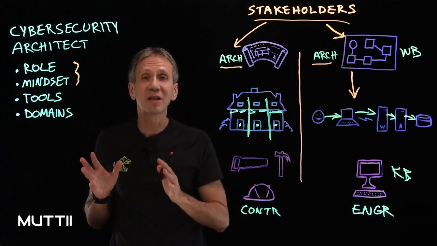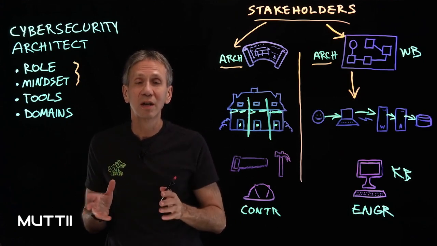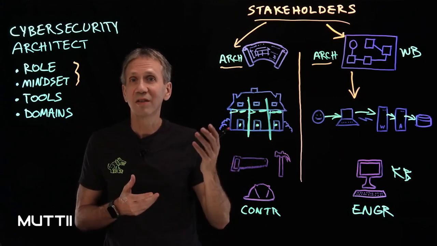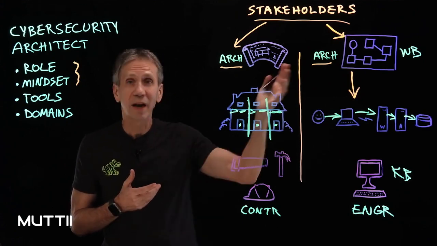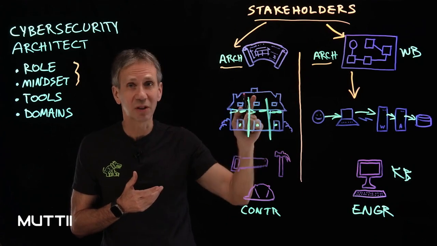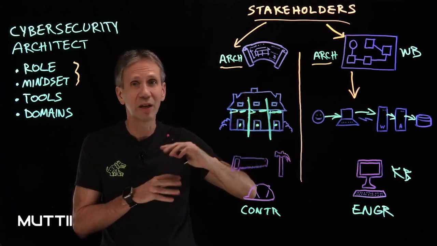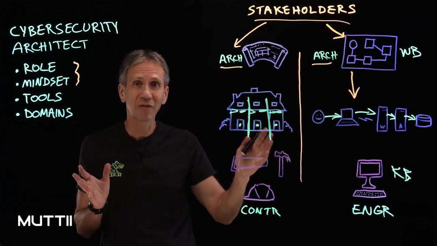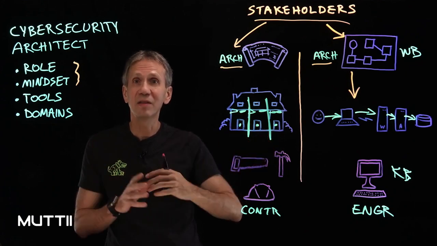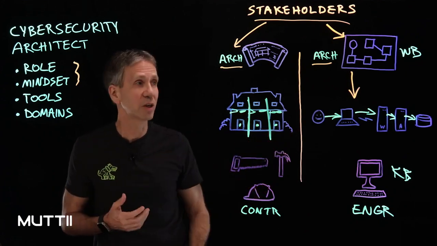The normal architect thinks about how a system will work. The cybersecurity architect thinks about how it will fail. Now, the cybersecurity architect has to first understand how the system is going to work, or they don't know how it might fail. So they have to have that level of understanding.